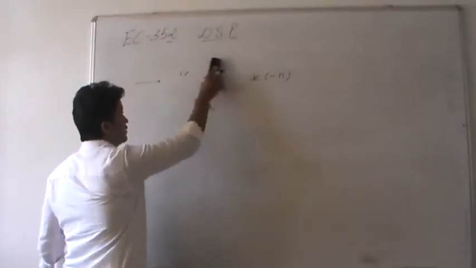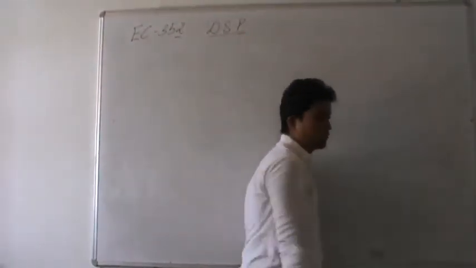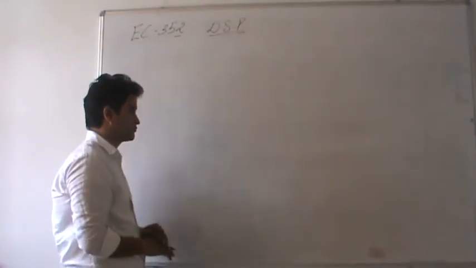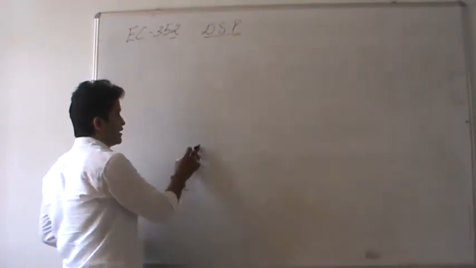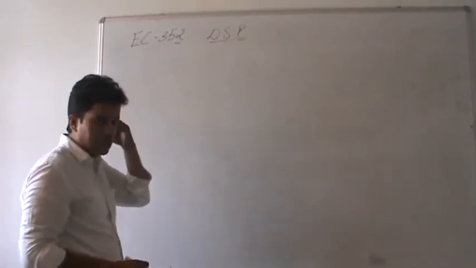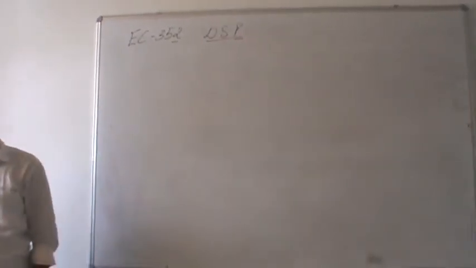I will repeat, causal systems are those systems which depend on the present and past values of input only. Non-causal systems are those systems which depend on future values of input. Like in many cases you will find you are supposed to solve a few more problems. I would define linearity and then I would close it for today.